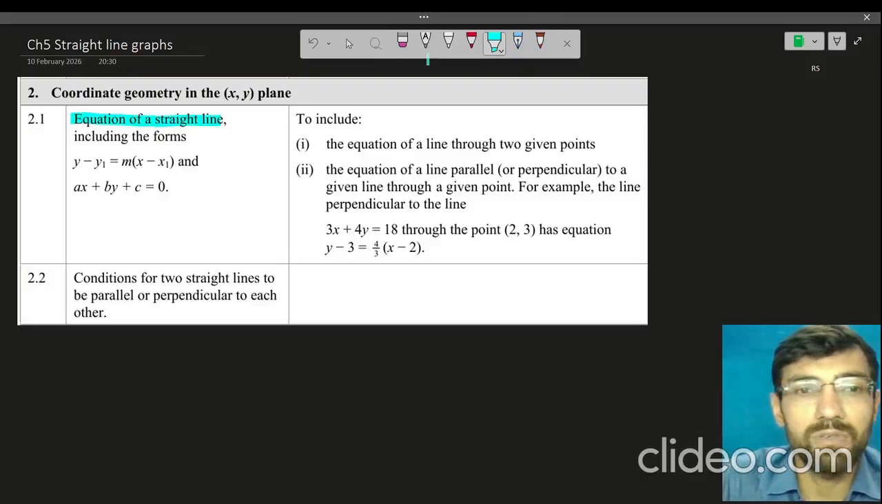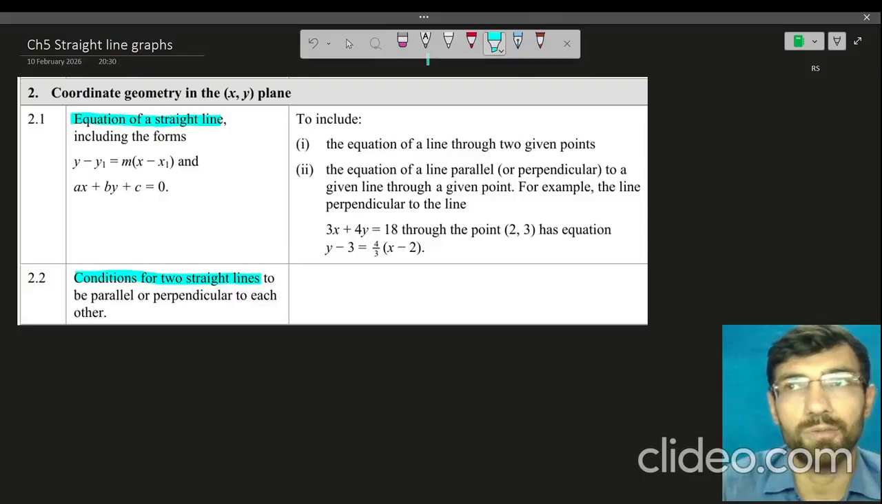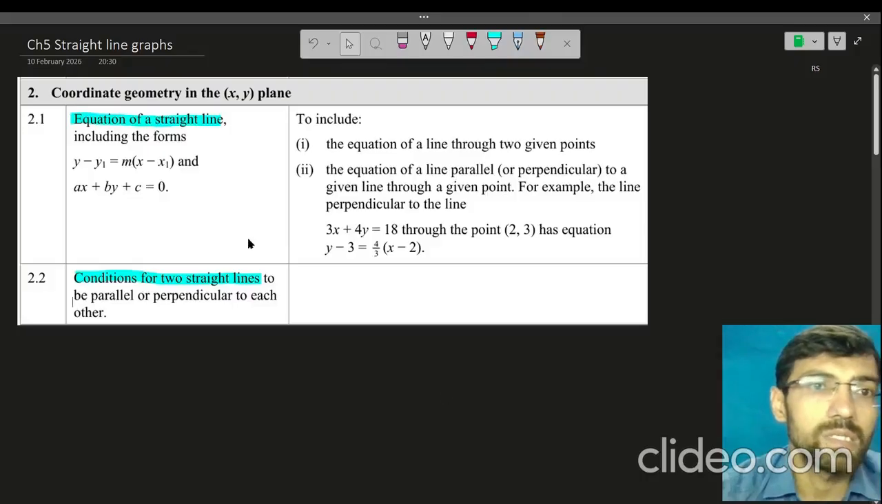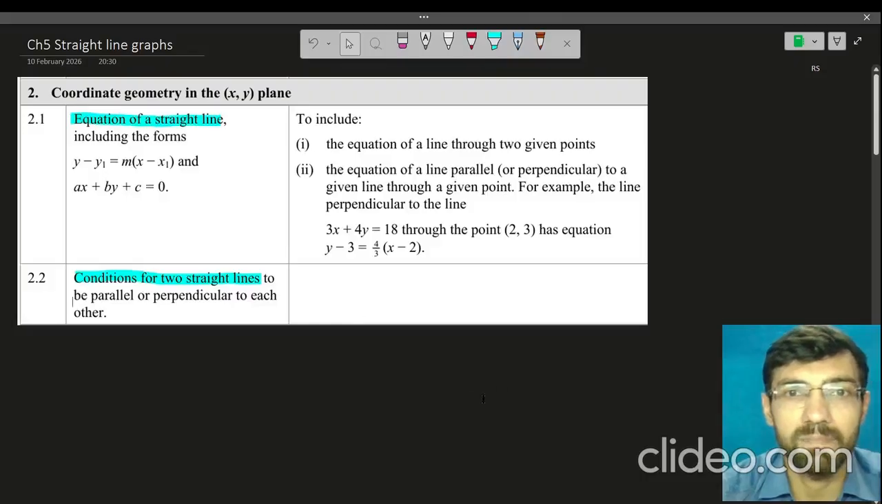And next, in part 2, we have to understand the condition of two straight lines, like whether two straight lines are parallel, two straight lines are perpendicular, or none of this. So these are the main two topics that we have to understand here about straight lines.